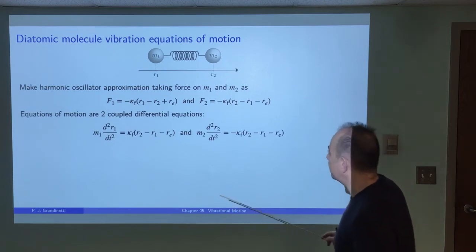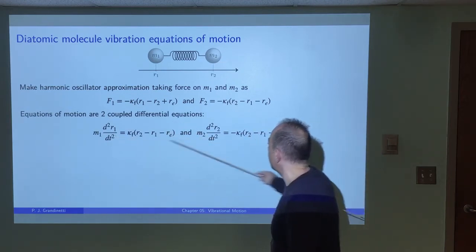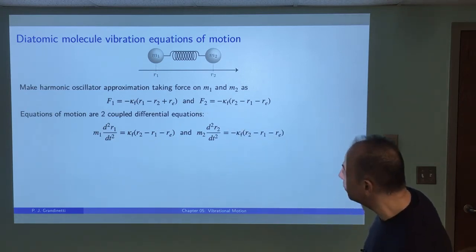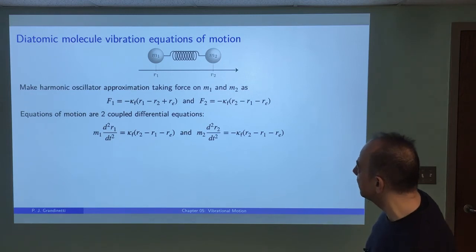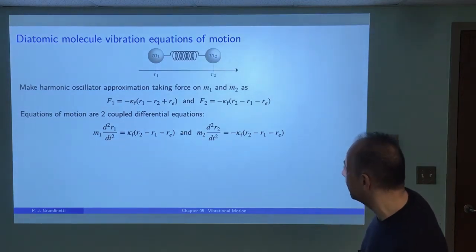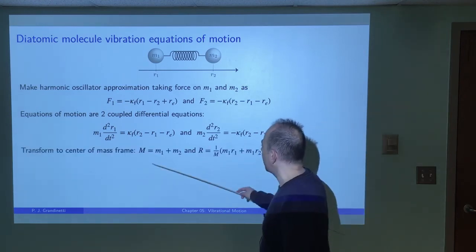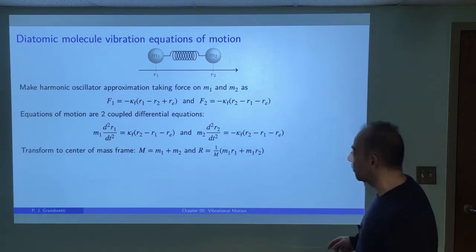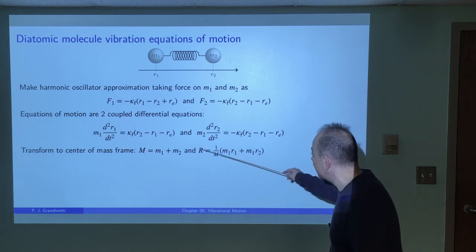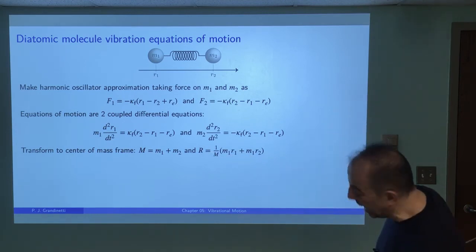So what we're going to do is write down Newton's second law and get two equations of motion using these two forces. These are coupled differential equations, and we need to solve them. The way to solve them is to find a way to decouple them, and an easy way to decouple them is to transform this problem into a center of mass frame. So we define the total mass as m1 plus m2, and we define the center of mass as capital R, as we learned earlier in the class.